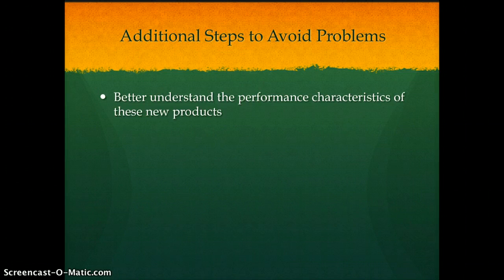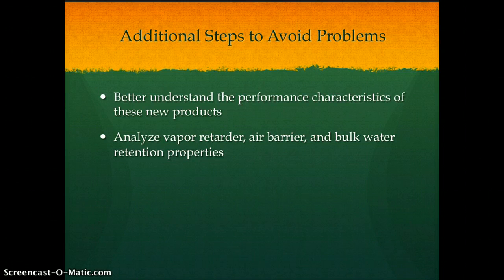implemented. Number 2, analyze the vapor retarder, air barrier, and bulk water retention properties to better understand where the material should be placed, if at all, within the wall system. Number 3, model the wall systems for performance during the early design stages to predict the potential for water vapor transmission through the wall assemblies and potential for condensation to occur.